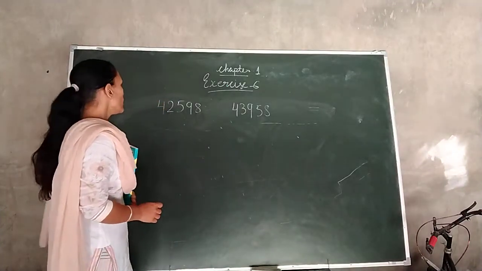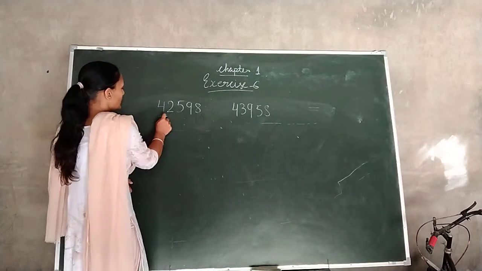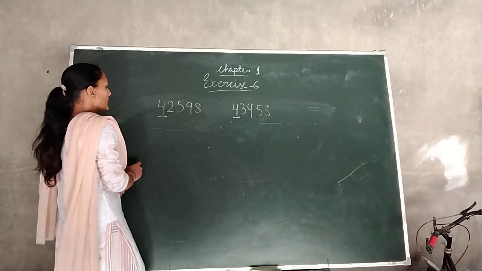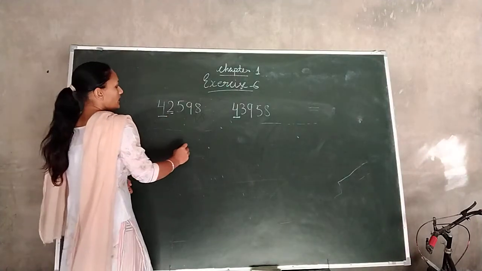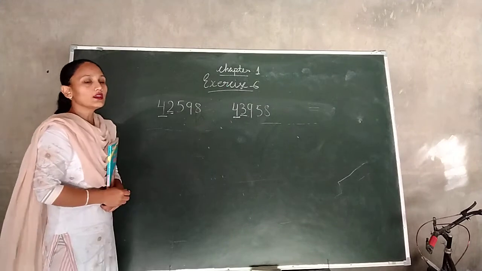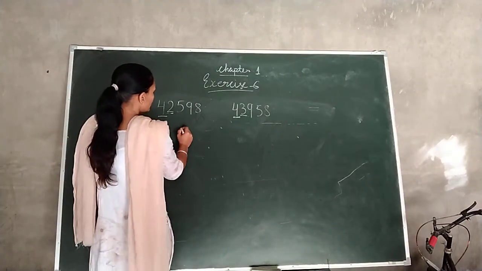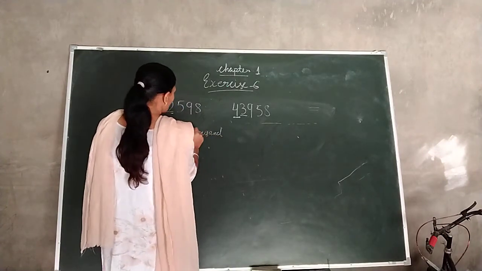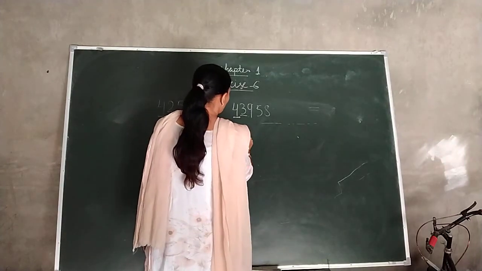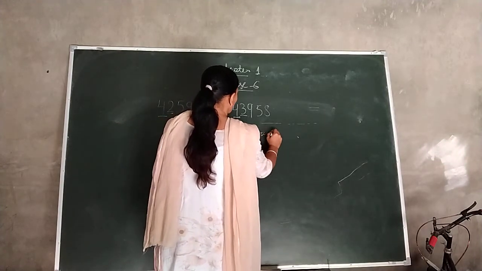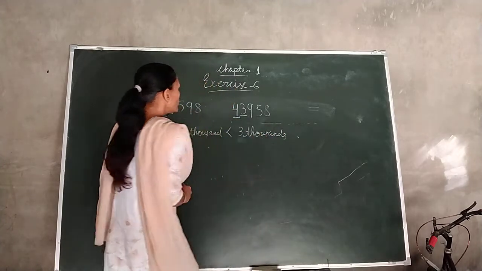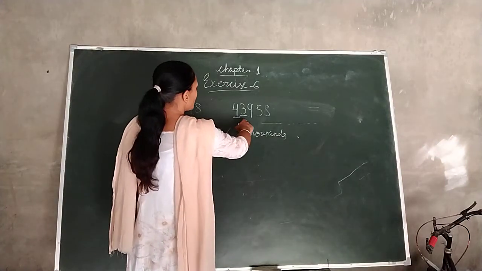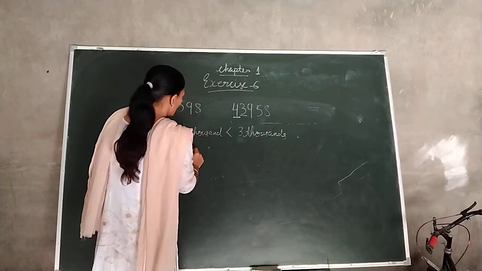So now we are going to compare the digits in the 10,000 place. In the 10,000 place, both digits are the same. Next, we will compare the digits in the 1000 place. Here we have 2 and here we have 3. So 2000 is less than 3000. So what it means is that 42,598 is less than 43,958.